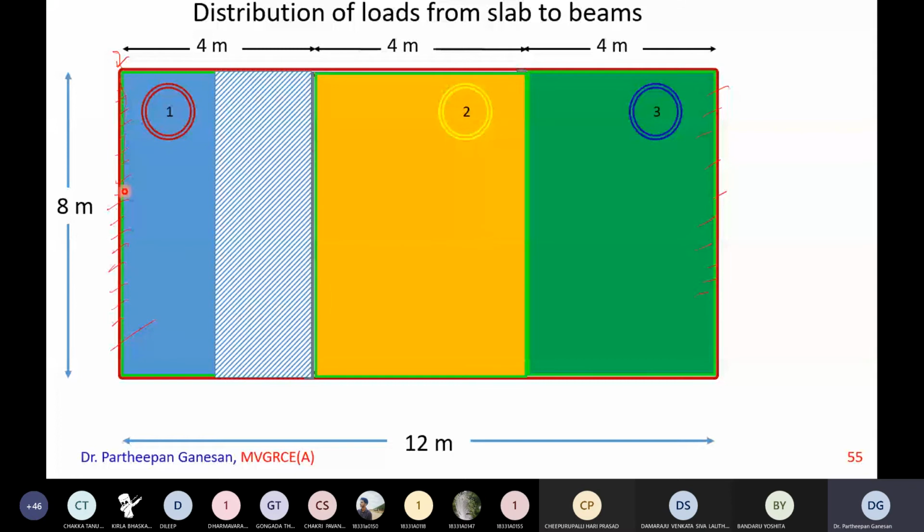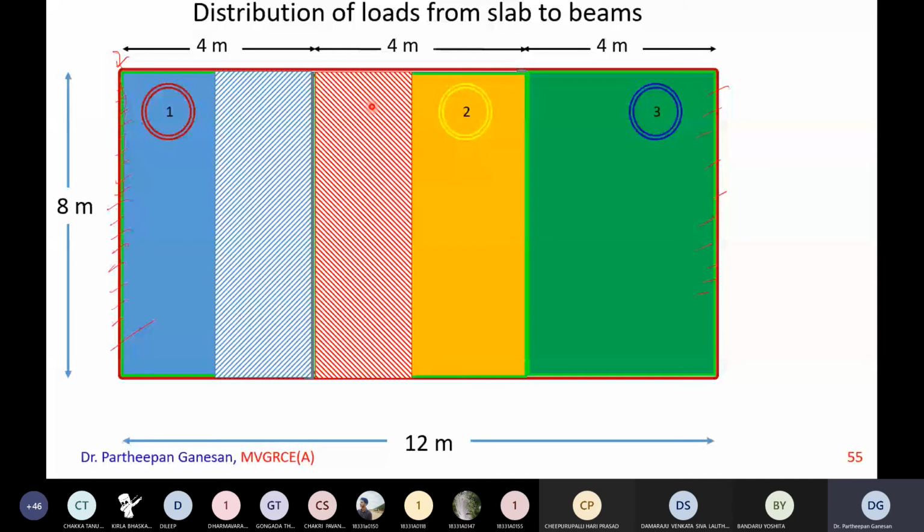So if you take this as the entire panel, half of this load will be transferred to one side. So for example, here half of this load will be transferred to this beam. And if you take this total distance, this is 4 meter. So half of 4 meter is 2 meter. This is 2 meter. This is 2 meter.